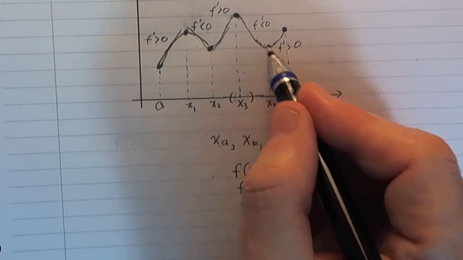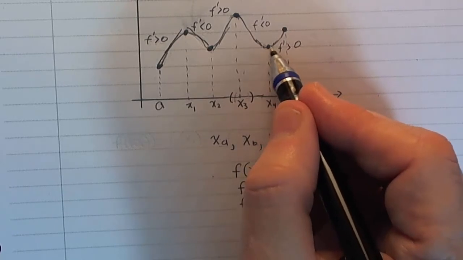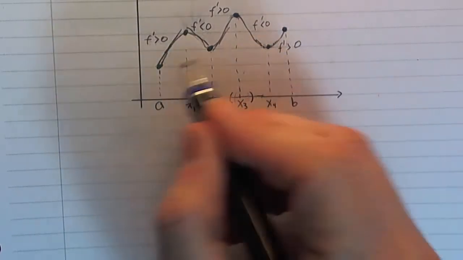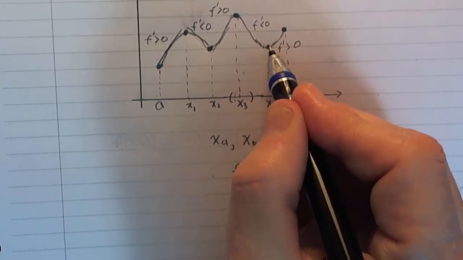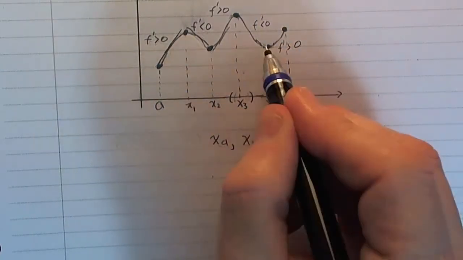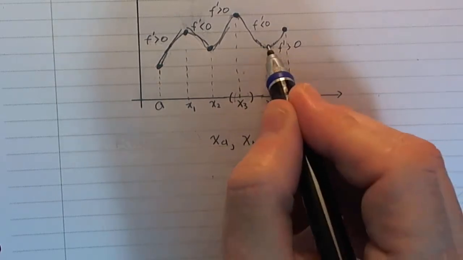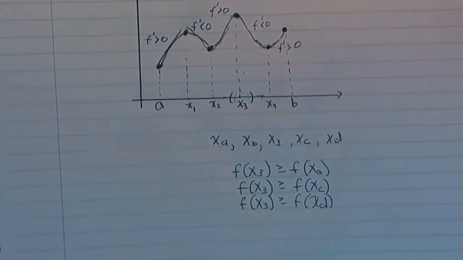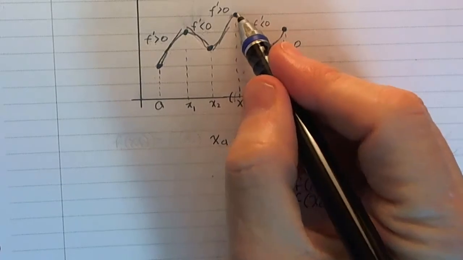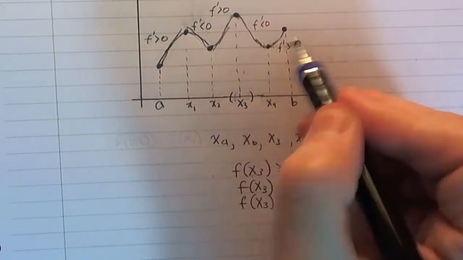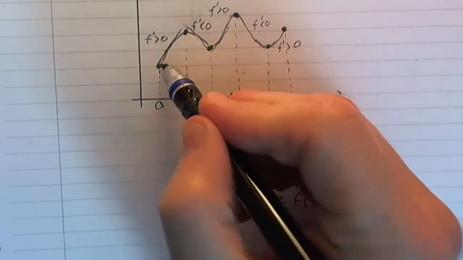It's not on this interval from A to B, it's not the absolute smallest, right? This is a smaller value. But in its little neighborhood here, it's the smallest. So it's a local minimum. But that's what we mean. But you can just look at it and tell, right? Maximum, minimum, maximum, minimum, maximum, minimum.